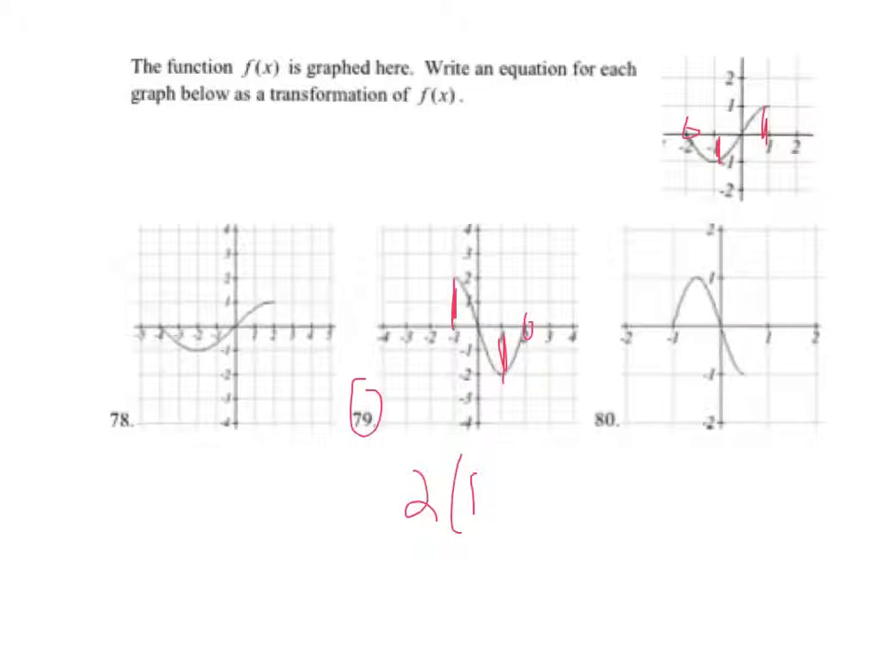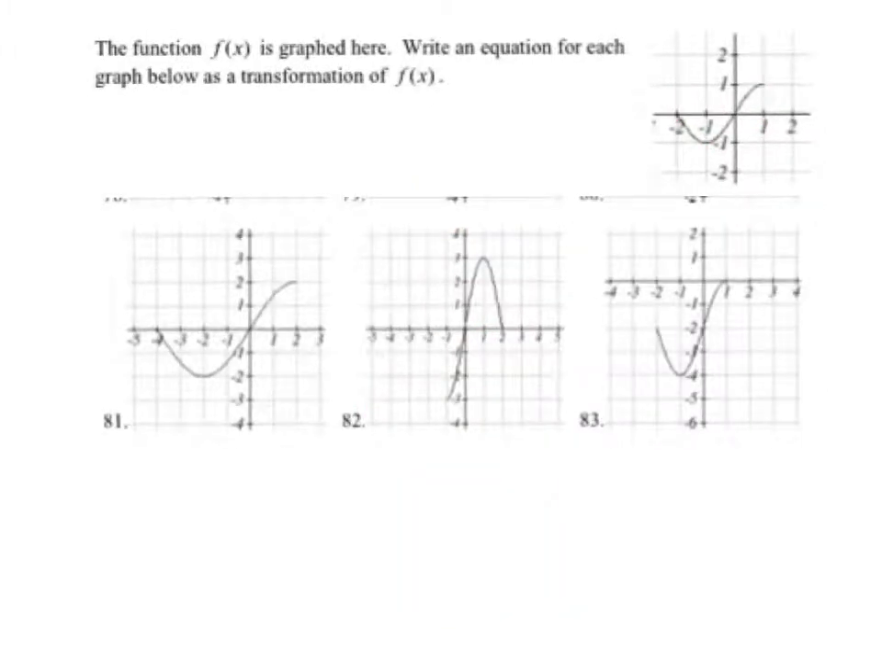Let me redo that. It won't let me redo it. So it's 2 f of negative x, is what I think. This negative inside does a reflection around the y-axis, and the 2 takes care of that stretch. So what is this, number 81?